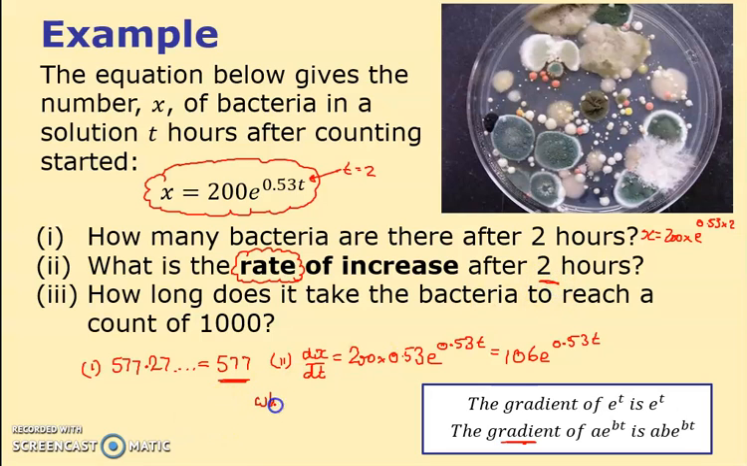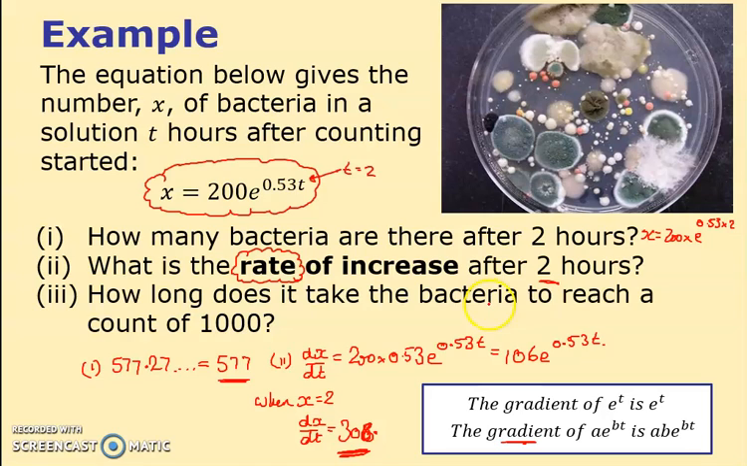So I can just write when x equals 2, dx by dt, and I can just sub 2 into this. So it's 106 e to the 0.53 times 2. So I'll type this into a calculator, 106 times e to the 0.53 times 2. And I get 305.96, I suppose. So I'm going to call it 306 to 3 sig figs again. So that's 306.